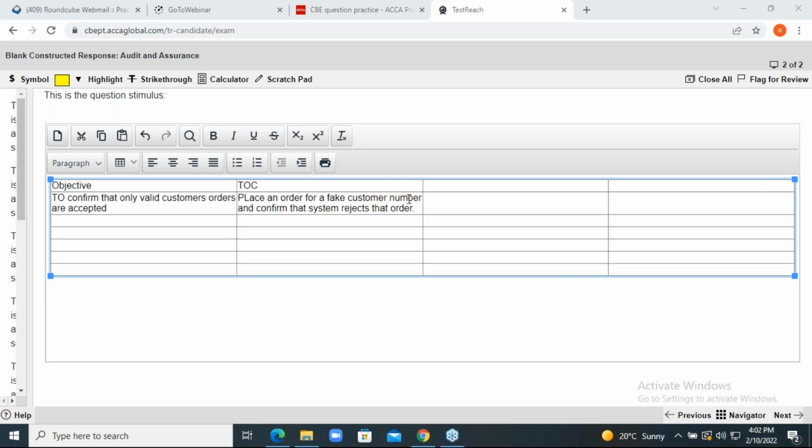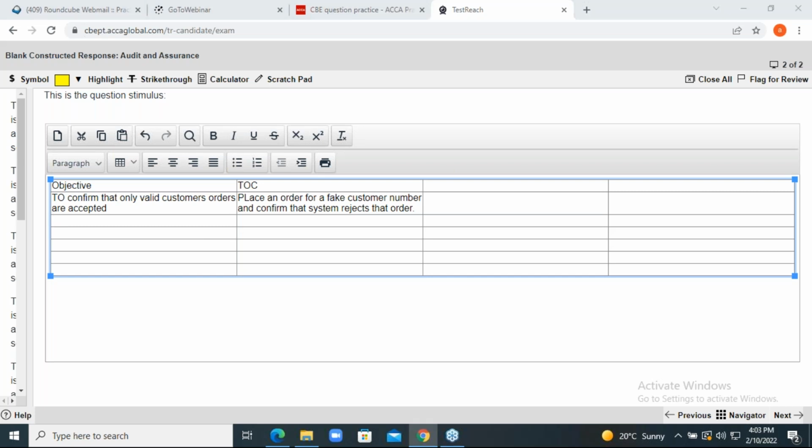So this is the required test of control, and this is how we find out whether the system is breakable or soundproof. If the system is strong, if the system is soundproof, it is not going to let us into the system with a fake customer. So this is the reason why we need to perform this.